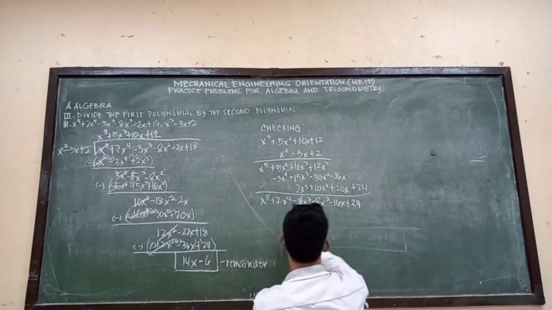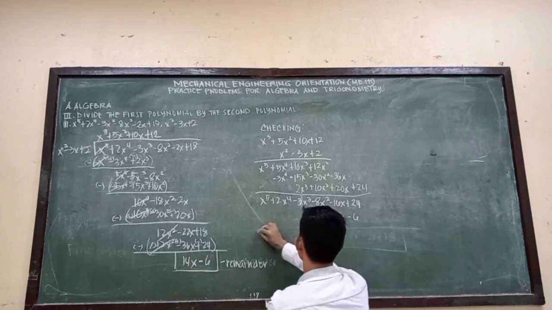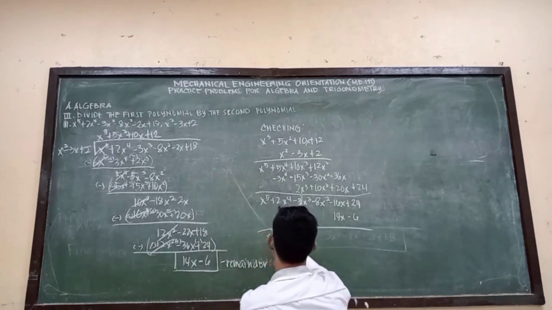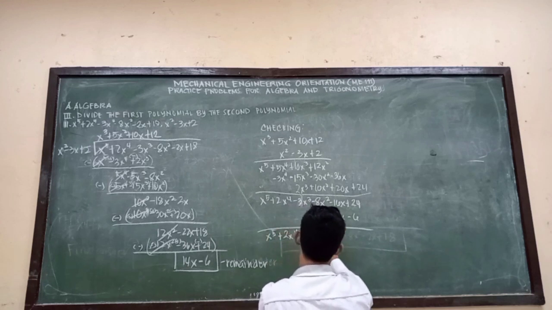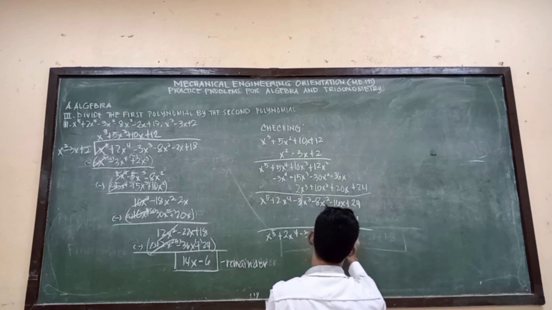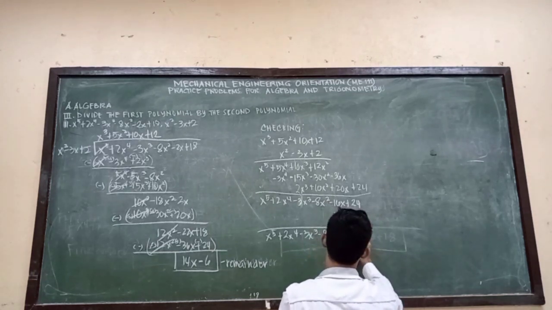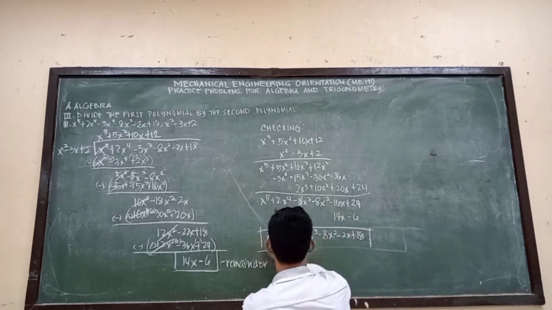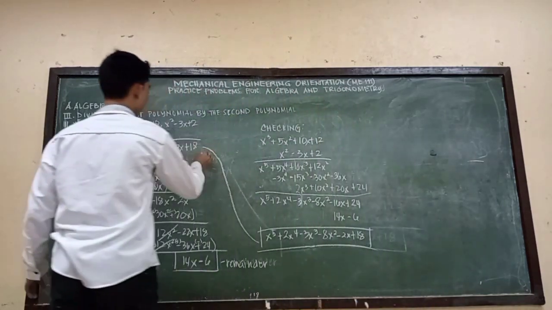So we will add the remainder: 14x minus 6. Bring down x to the fifth plus 2x to the fourth, minus 3x cubed, minus 8x squared, negative 16x plus 14x is negative 2x, and then 24 minus 6 is 18. So here is our answer. So our answer in this problem is correct.